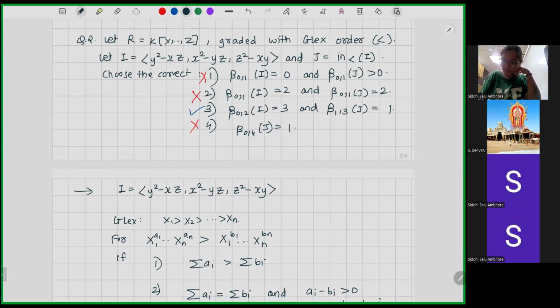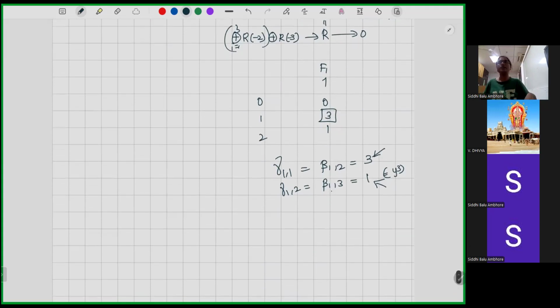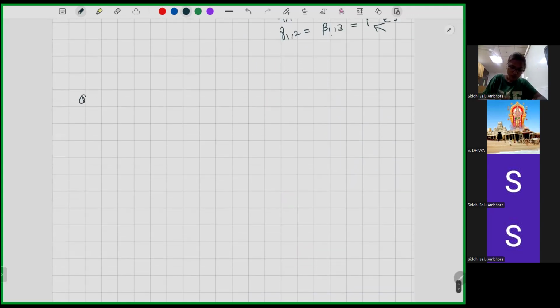I think there was a typo. Yeah, beta 1, 3. Yeah, beta 1, 3 is 1. Okay, so I hope this one is okay. If you have any doubt, please ask. Otherwise, I will start with the next question. So now, if you have any doubt, please ask. Otherwise, I will move to this next question.